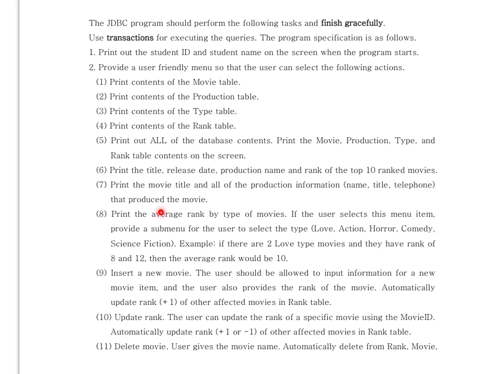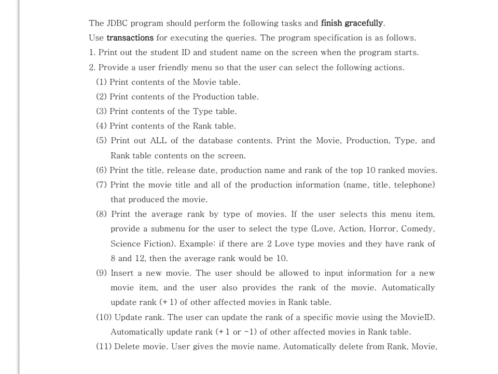Okay, so here the user will select this menu item, and then you provide a submenu for the user to select the type. So if the user says, I want the average rank of love, the average rank of action type, the average rank of horror or comedy or science fiction type, the user can select the type, and then you'll have to compute the average rank based on that type.